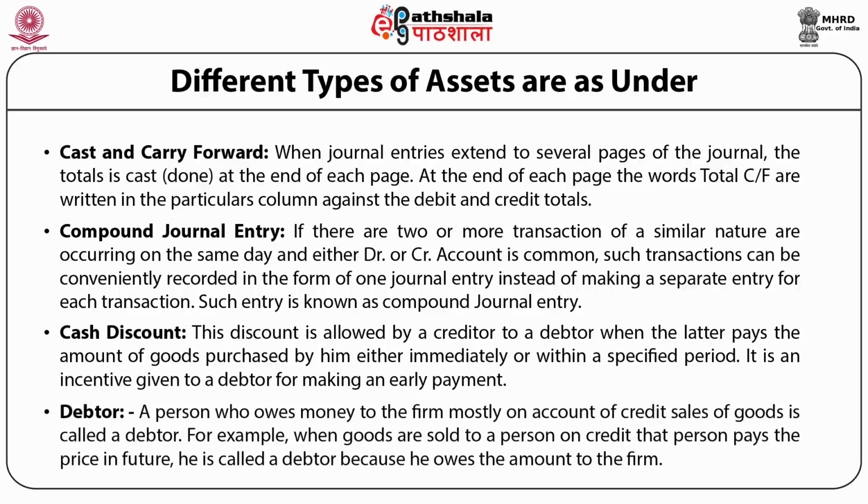Debtor. A person who owes money to the firm mostly on account of credit sales of goods is called a debtor. For example, when goods are sold to a person on credit, that person pays the price in future. He is called a debtor because he owes the amount to the firm.